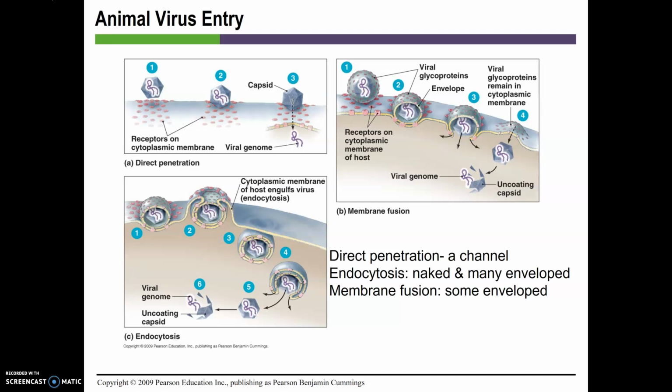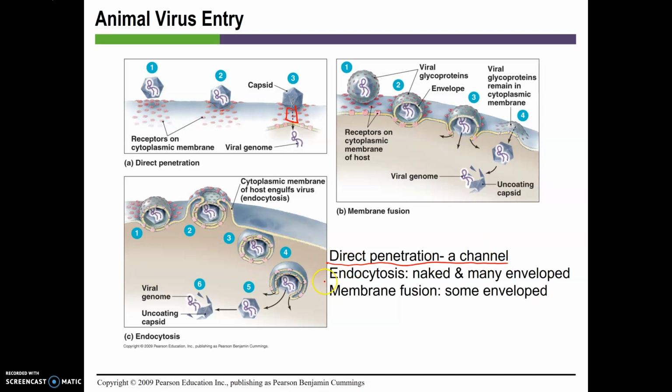When an animal virus enters, it's using one of three mechanisms that are depicted in this figure from your book. The first they're calling direct penetration. Basically, after the virus attaches, it's using a pore or a channel on the membrane of the cell, and it's kind of shooting its genome right through that pore. So direct penetration is using a channel to get in.